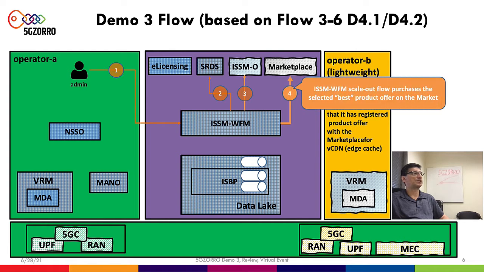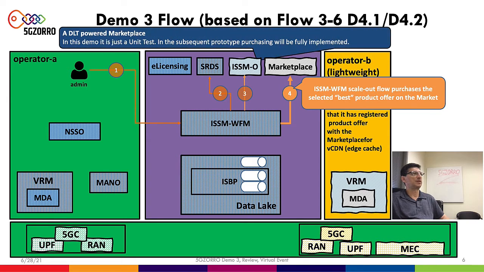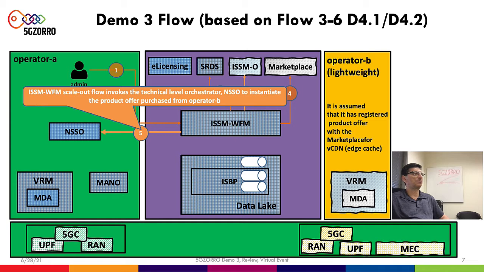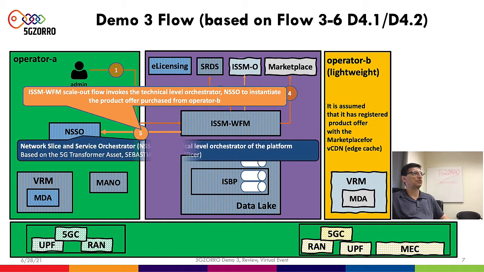Once the best offer is selected, ISSM WFM attempts to purchase it on the marketplace. The marketplace is a DLT-powered component. In this demo, it's just a unit test. In the subsequent prototype, purchasing will be fully implemented. Once purchase succeeds, ISSM WFM contacts Network Slice and Service Orchestrator to instantiate the product offer purchased from Operator B.